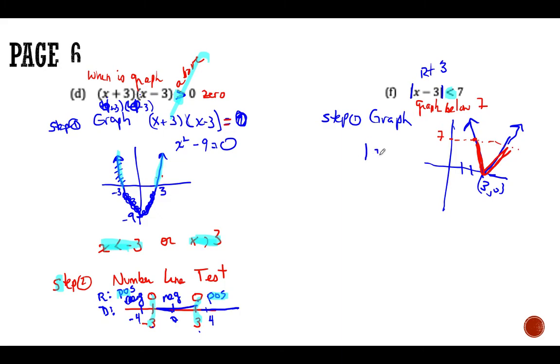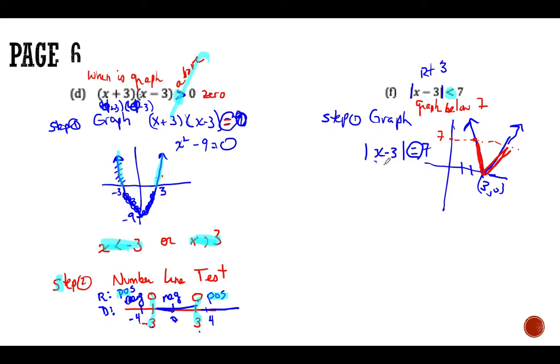Right? So I just need to know when does the absolute value of x minus 3 equal 7? Do you see how I turned both of these inequalities into equalities once I figured out the graph? So now I do need to do a little bit of algebra, right? I've got to solve this. How do I solve this?